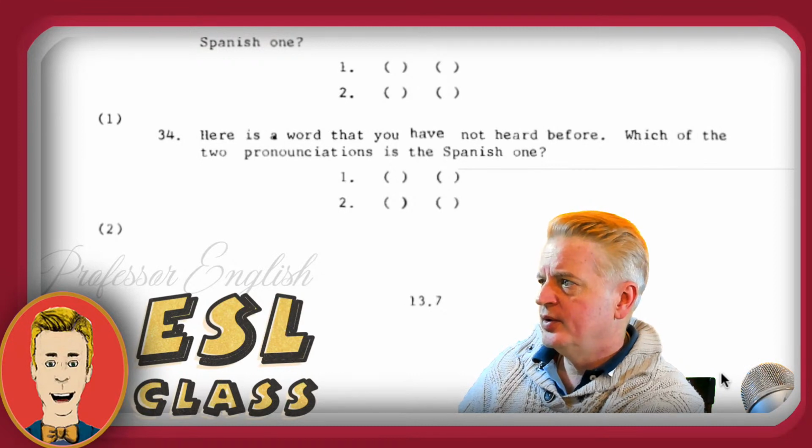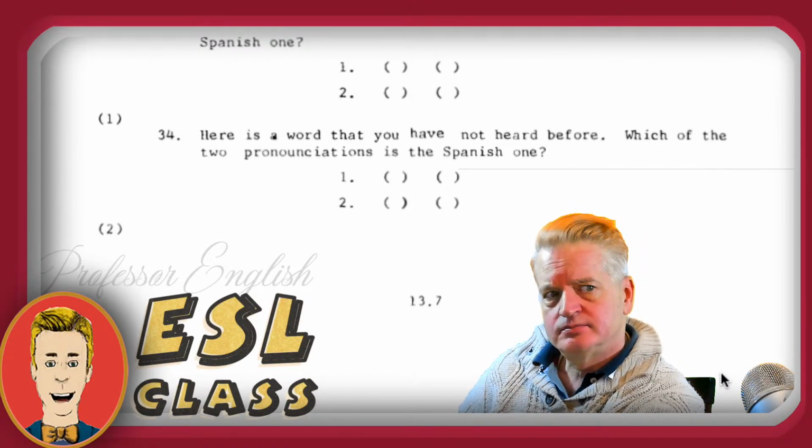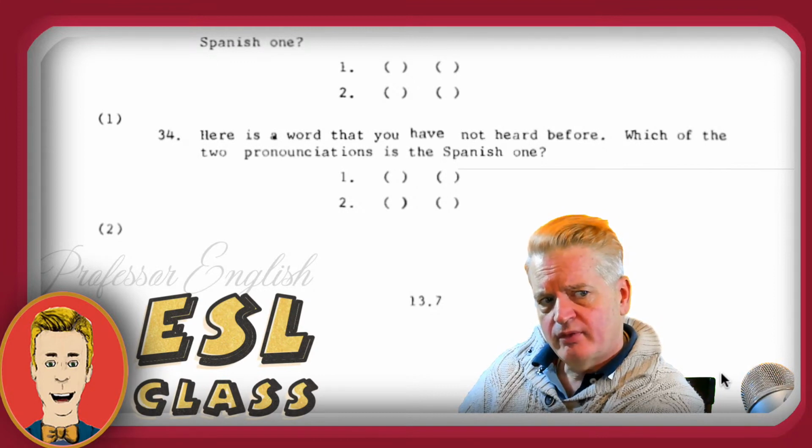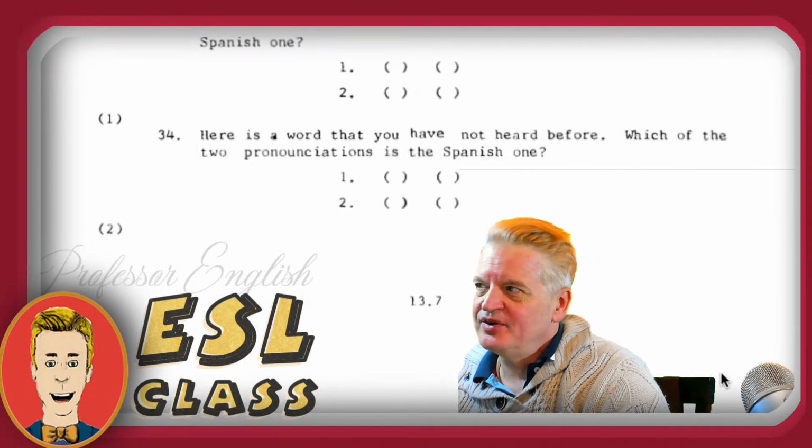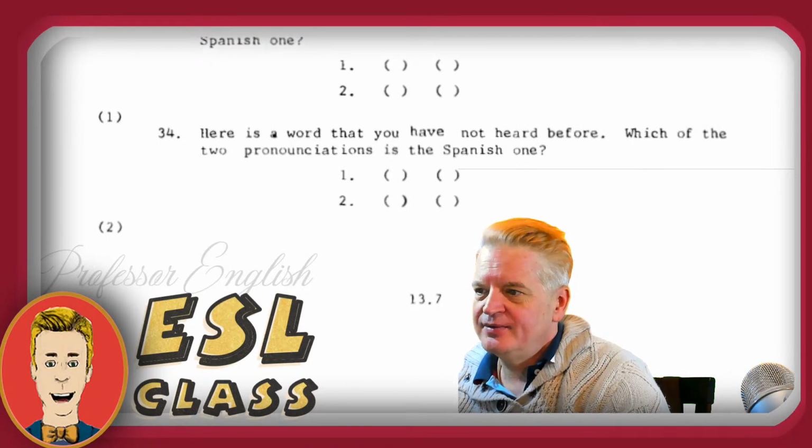Number 34. Here is a word that you have not heard before. Which of the two pronunciations is the Spanish one? 1, nacionalidad. 2, nacionalidad. Nacionalidad is the second one. This is pretty interesting, and we're just on unit 13, but there are 45 units. I wonder what kind of things we'll be talking about later on.